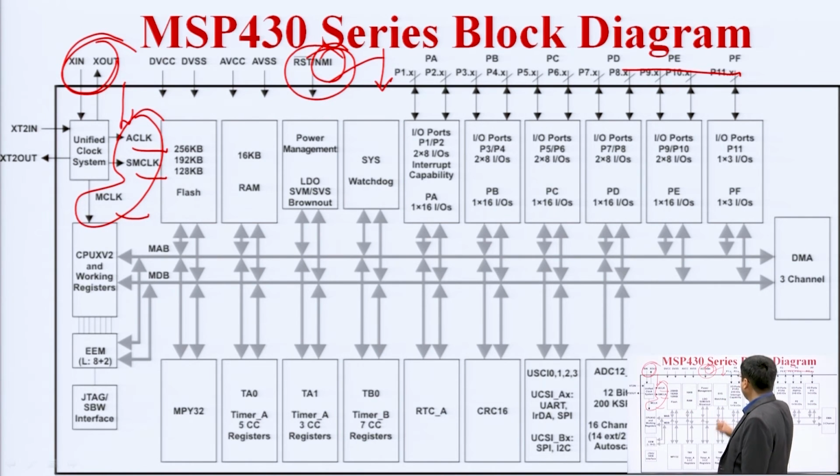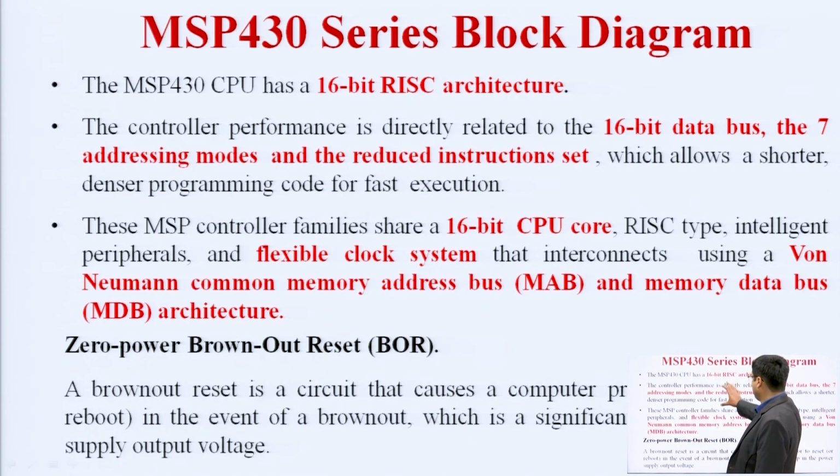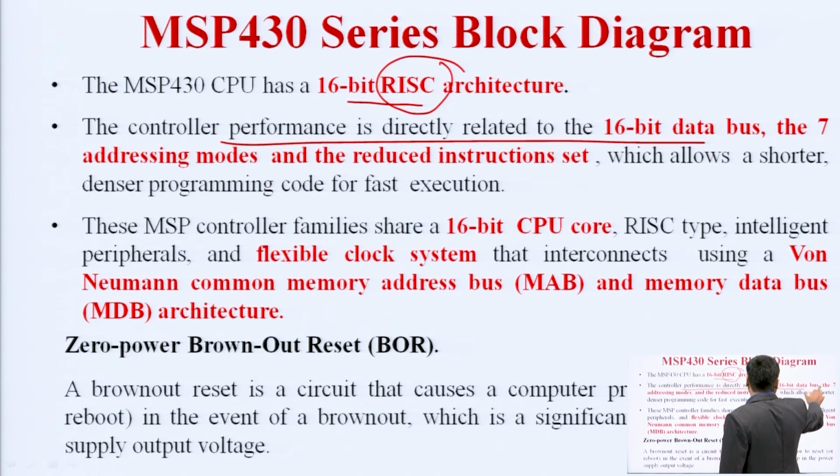Okay. So this is the MSP430 series block diagram. We will see the detailed explanation of this. Already we have seen the general things. It is a 16-bit microcontroller. It is based upon the RISC processor. We have already seen this. The controller performance is directly related to the 16-bit data bus. So the data bus available is 16-bit.